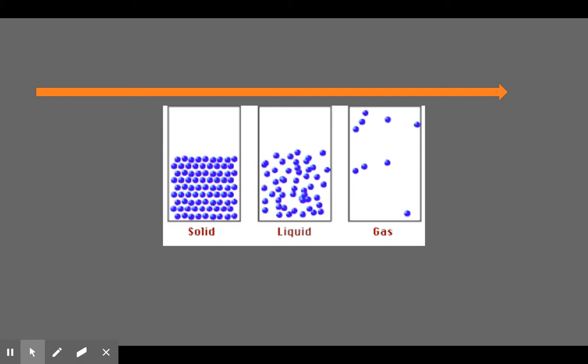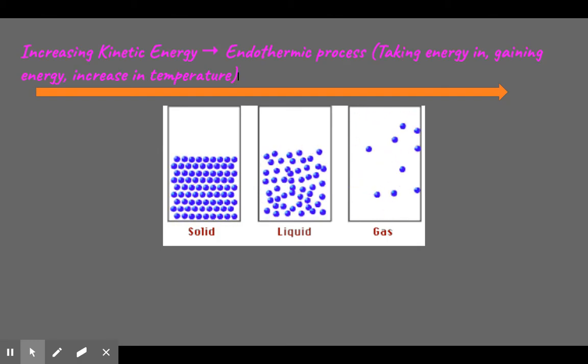This process of going from solid to liquid to gas is called an endothermic process. In this process of moving from solid to liquid to gas, energy is increasing. This might occur because we are heating up this substance. We're adding energy from the outside, and that's why it's called endothermic, taking energy in. This process requires an absorption of energy from the outside. And the result is, if we were to take the temperature of the solid, the liquid, and the gas, we would see that the gas would have the highest temperature. The result is an increase in temperature.